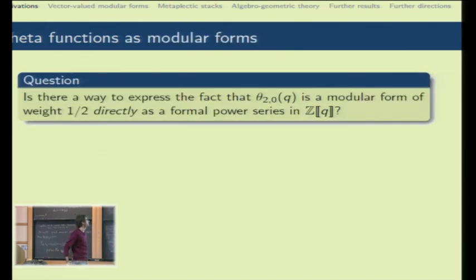Okay, so here's the question that I'm asking today. How do we express the fact that this power series that we wrote down is modular, but without having to consider it as an analytic function? Because we don't even have a way of expressing it unless we consider it as an analytic function of tau.